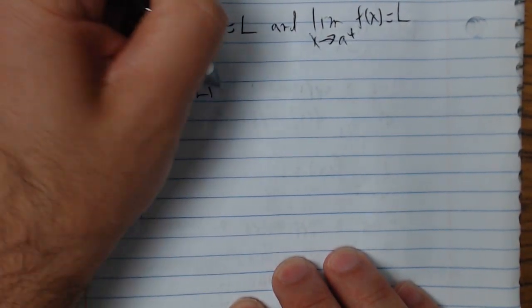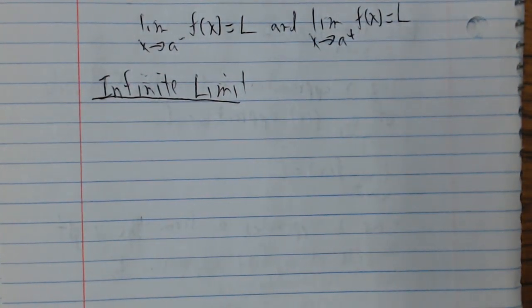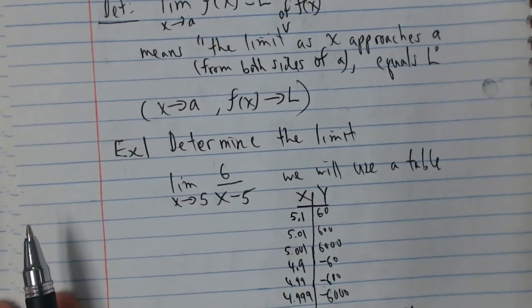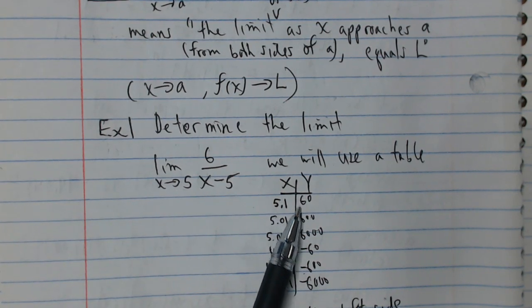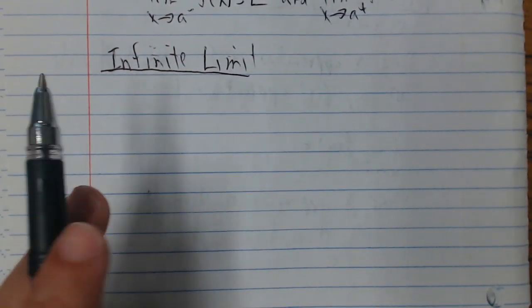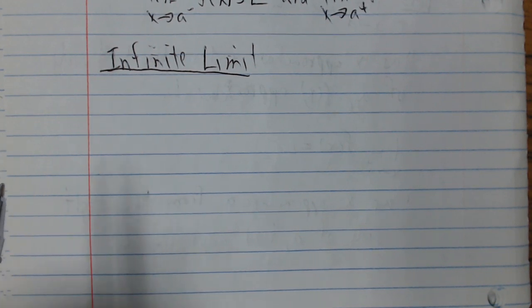An infinite limit is what we did for example 1. If you want to go back to it and look at it, we asked what happened to our function, which was right here. What happened to this guy as x got close to 5? What we noticed is the y values went to infinity and negative infinity. So that's what infinite limits are: those limits where your function is going to go to infinity or negative infinity. So the question is, if a function goes to infinity, does that limit exist?